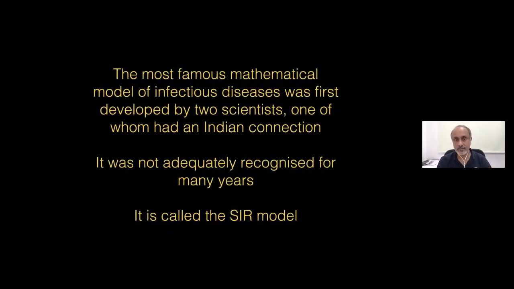So here's a little bit more history, and that's about models of disease. And the most famous mathematical model of disease was first developed by two scientists, and one of these scientists had an Indian connection. For many years, the contributions of this model were not recognized, and it was only much later, maybe about 30 or 40 years later, that it came back into prominence. And right now, it underlies the way that we think about infection, the language with which we think about infectious diseases. And this model is called the SIR model for reasons that I will explain to you just now.